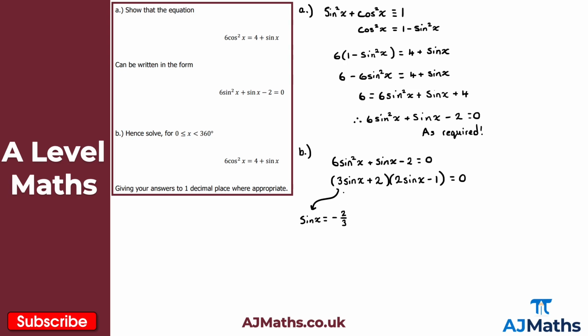Okay, so that's my first equation here. So sine x equals -2/3. We then got a second equation here, obtained by setting 2 sine x minus 1 equal to 0. And again, if we rearrange and make sine x the subject, we get sine x equals 1/2. Okay. And what I need to do now is solve each of these two trig equations separately.